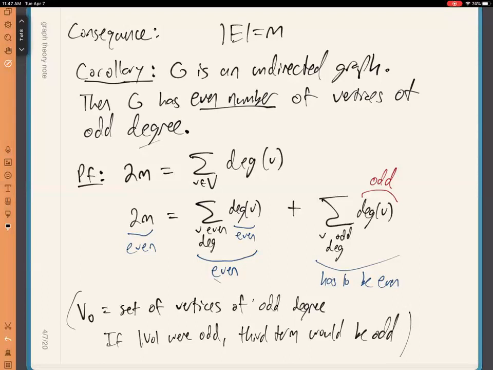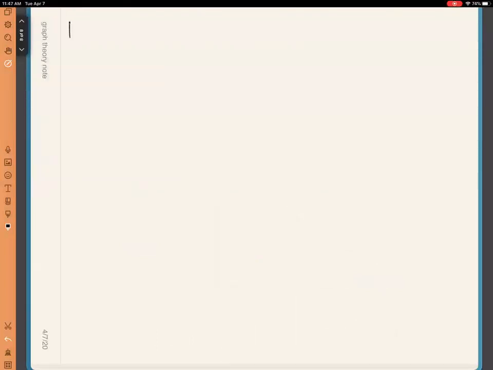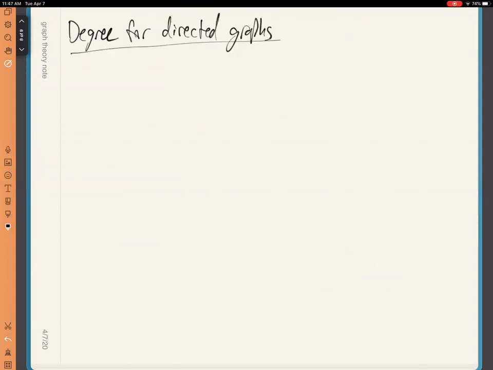Okay, and so we've been talking about degrees of undirected graphs. Now I want to talk about degrees of directed graphs. In this case, we'll fix a particular directed graph. Remember, you have to be a little bit careful because for a directed graph, the edges have a certain direction associated to them, and you want to take that into account when you're talking about degrees of vertices.